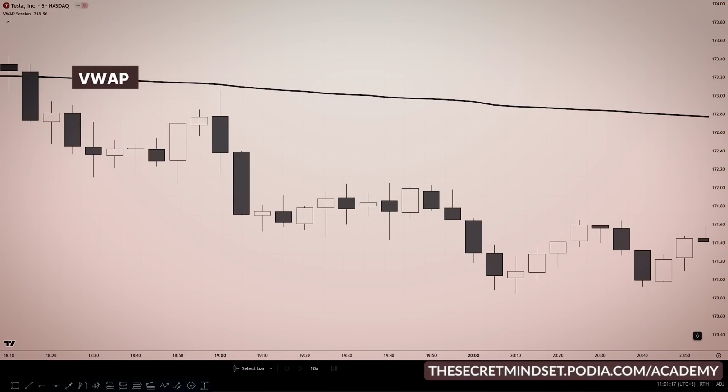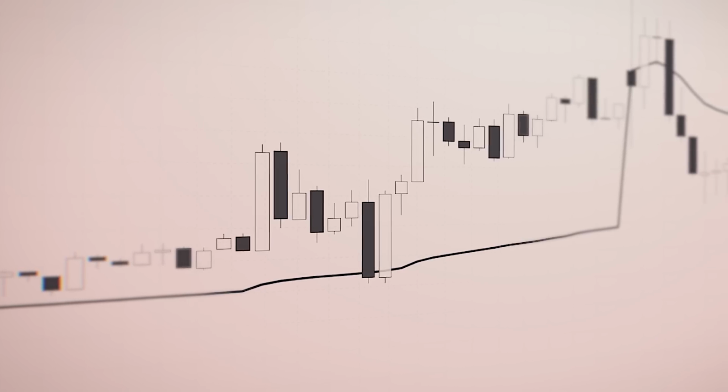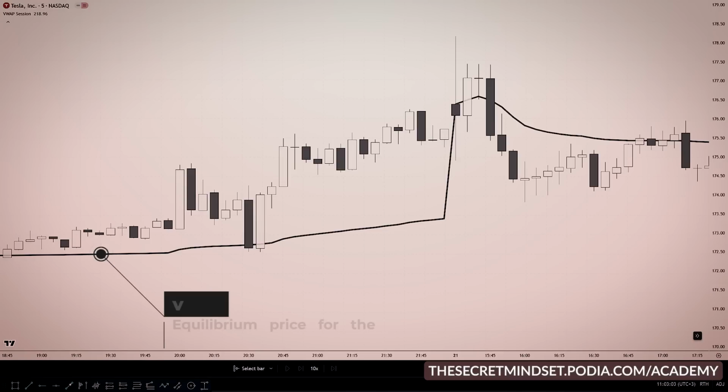Price approaches the volume-weighted line. An engulfing candle forms at or near this area. Then price bounces off the main line in the direction indicated by the engulfing candle. From a supply and demand perspective, here's what's happening. The VWAP represents the equilibrium price for the day.